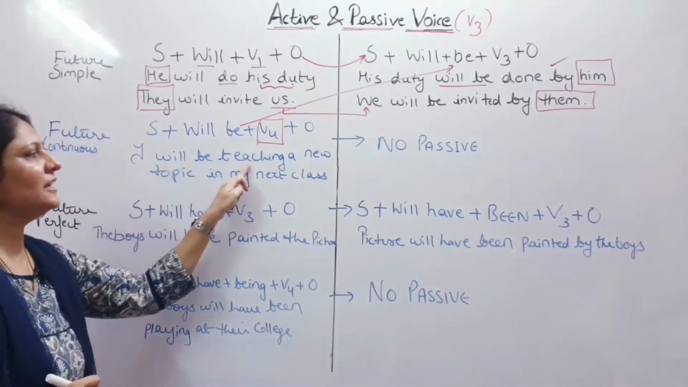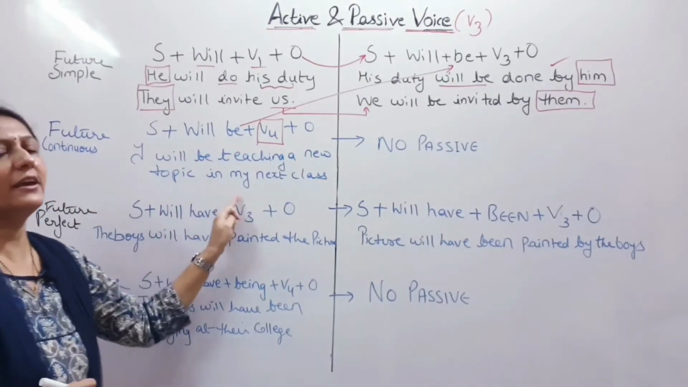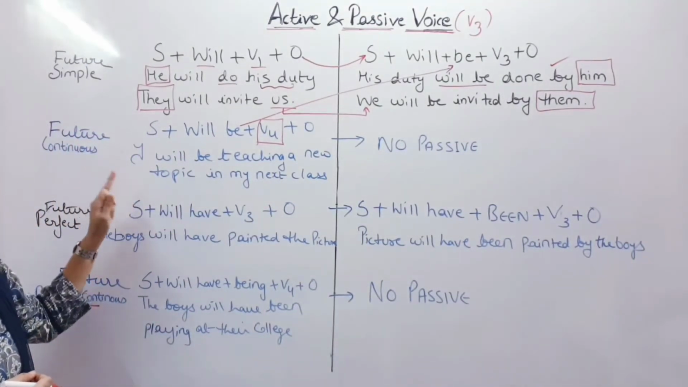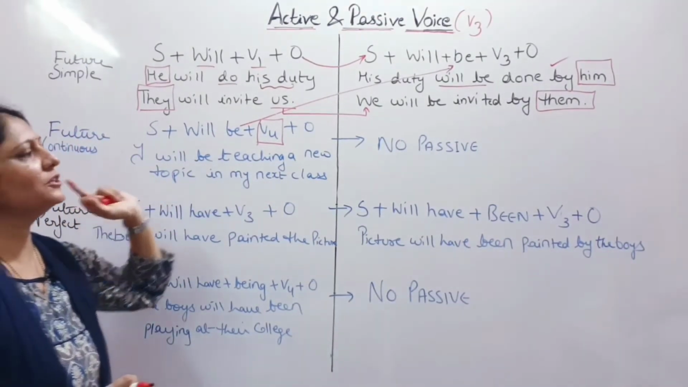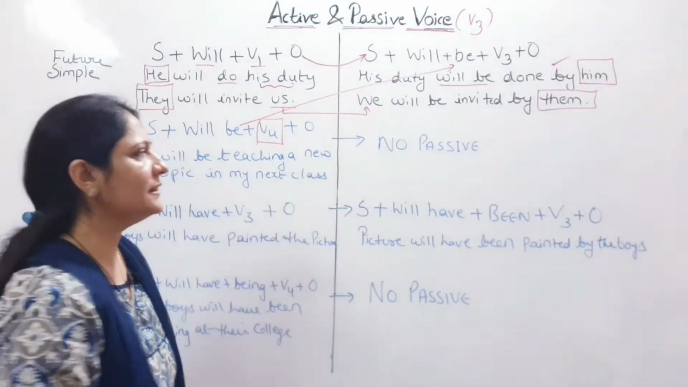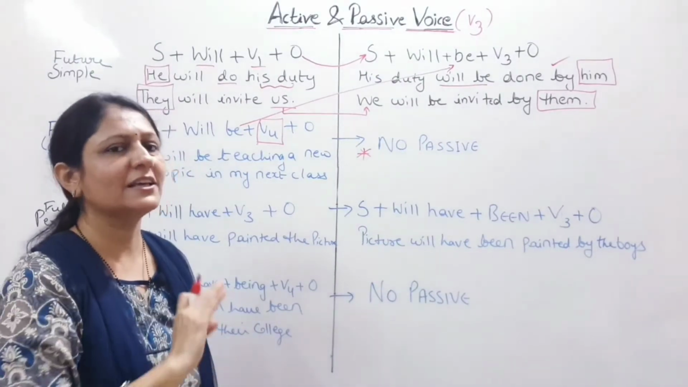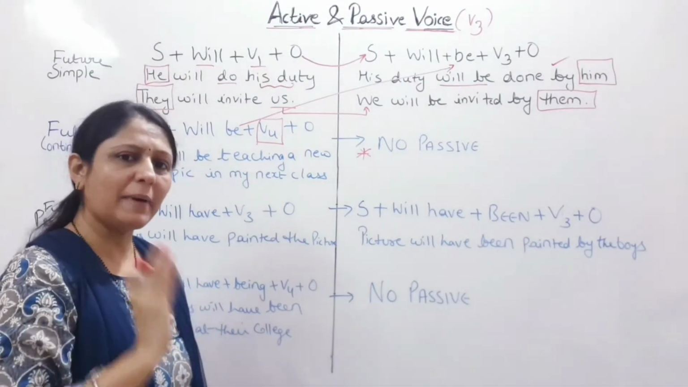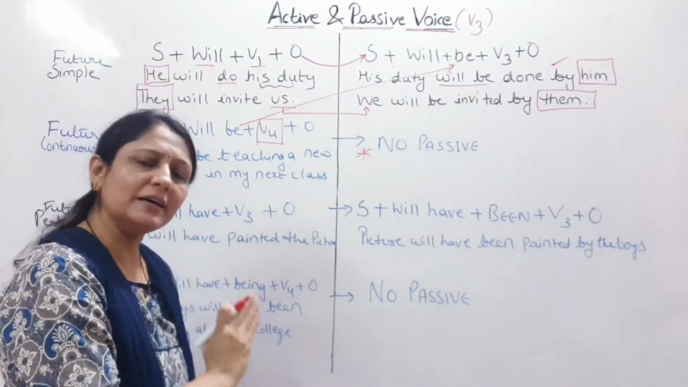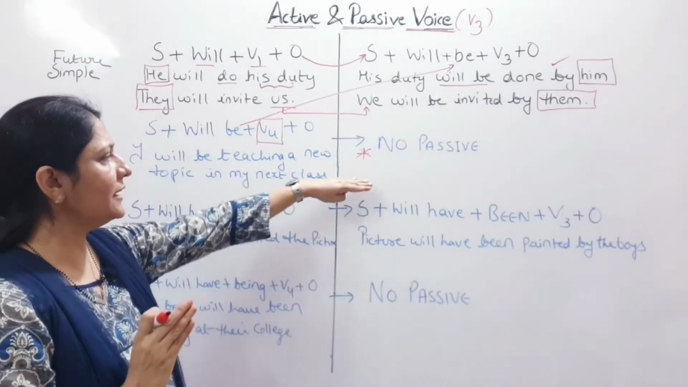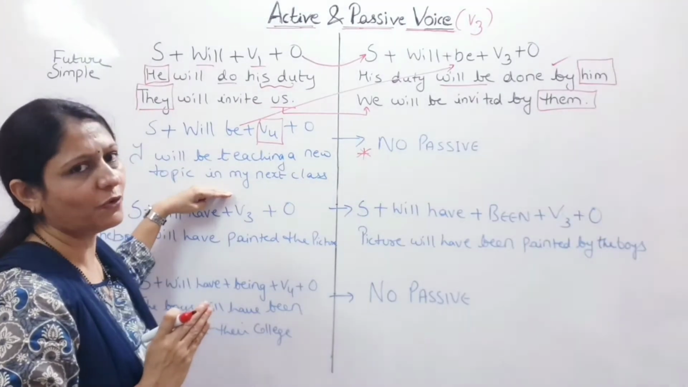Let's take the example. I will be teaching a new topic in my next class. That's true also, isn't it? But this sentence cannot be converted into passive voice, and this you need to remember. Future continuous tense does not have passive voice like past continuous and present continuous tense. So, it has only active voice.